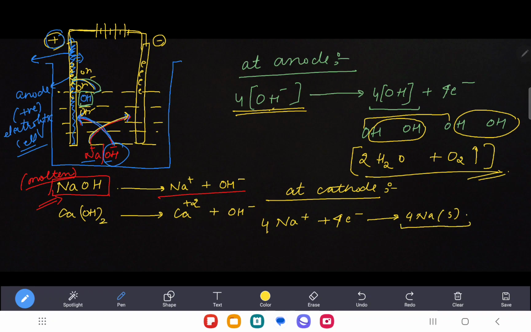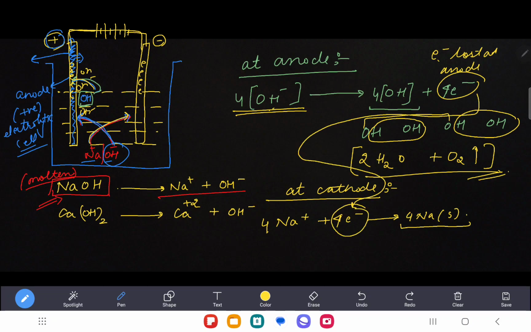So what is the product here? What is important is that the electrons lost at the anode should be equal to the electrons gained at the cathode. And the product here at the cathode shall be sodium solid. Will it participate in the reaction? No, it is a solid, so it won't participate. It will deposit here on the rod.